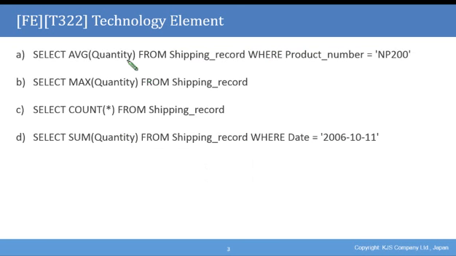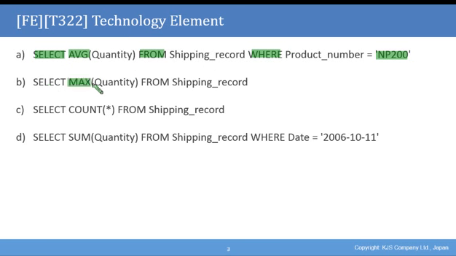Here we have the statements to see which one will return the maximum value. First of all, we have a select command. This occurs for all of them. Now, rather than going through each of these lines, I'm just going to go through some of the basics that we need to know for this. So the select command, the average, AVG command, which will average the quantity. And then we will go from shipping record and where product number is equal to this. So that's simply what the where means.